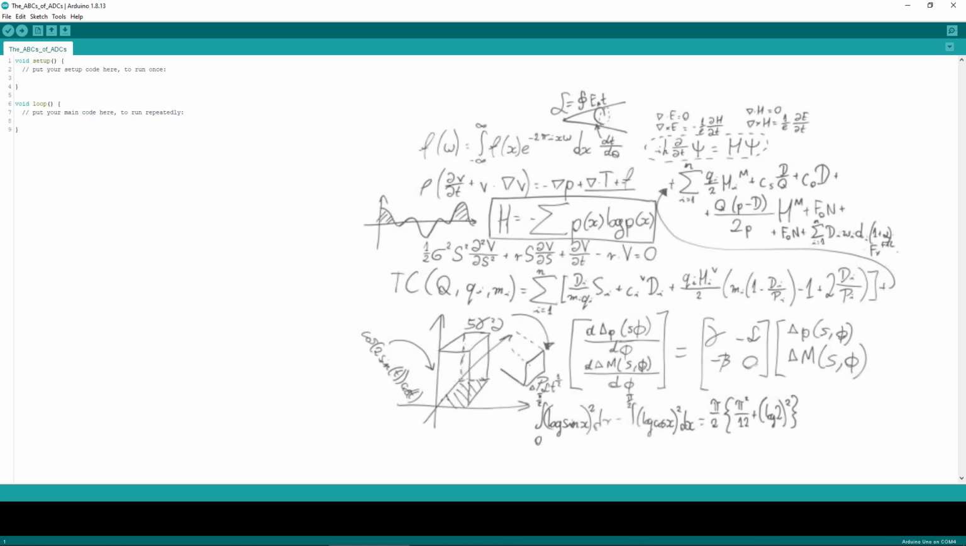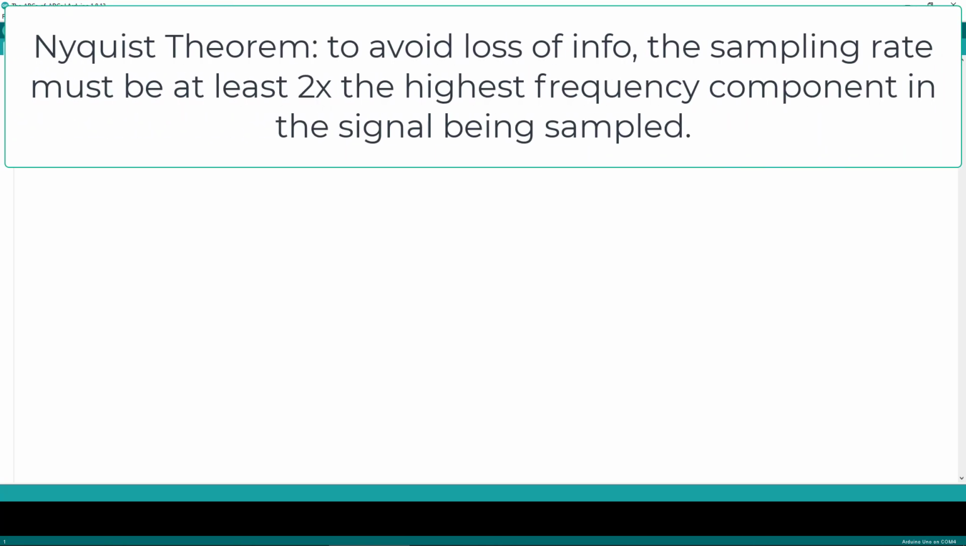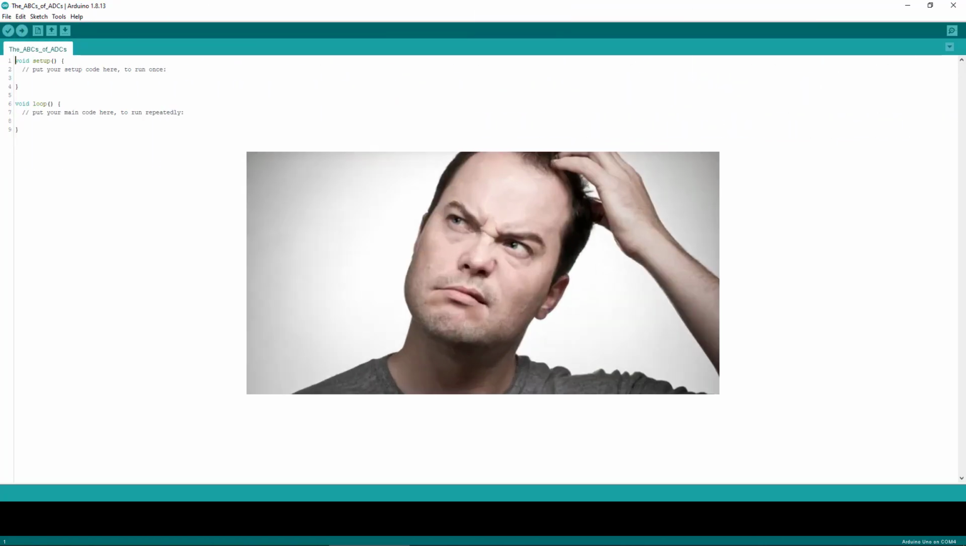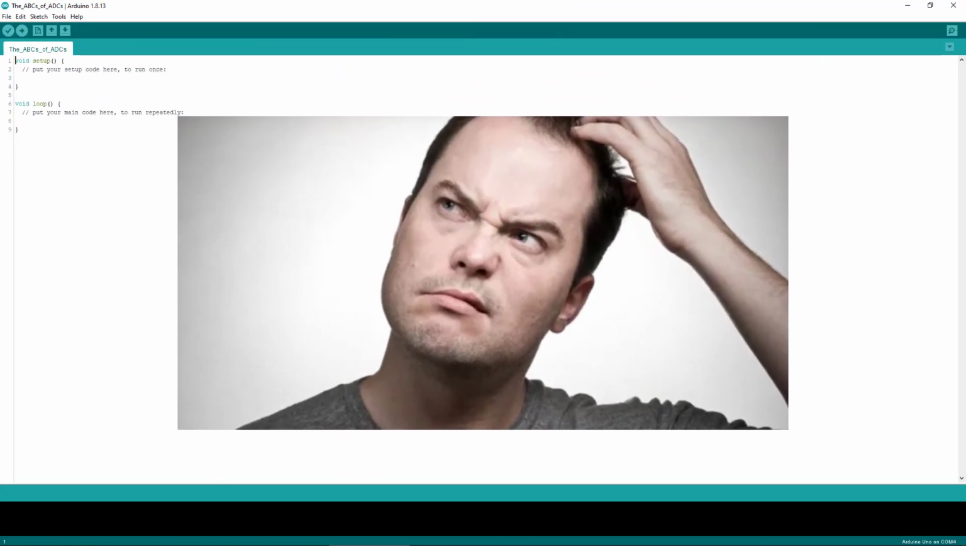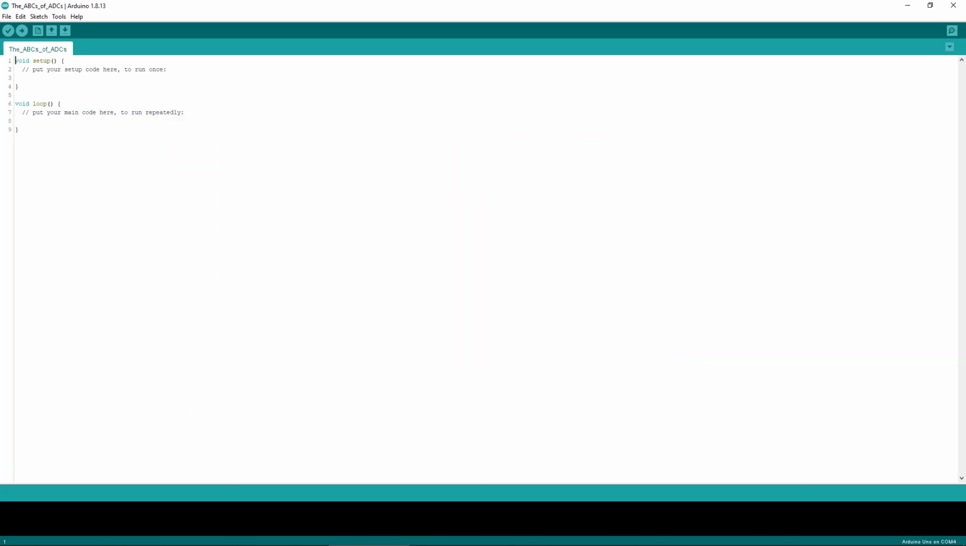The theorem itself involves a lot of heavy math, but here it is in a nutshell. The theorem says that to avoid any loss of information, the sampling rate must be at least twice as high as the highest frequency component we expect to see in the analog signal we're sampling. So you may be asking, what does that mean? Well, let's say we're sampling a signal that has a frequency of 100 megahertz. Our sampling rate needs to be at least 200 megahertz to avoid losing information when we convert that analog signal into a digital one. Again, the reason this works is really complicated, so you're just going to have to trust me here.